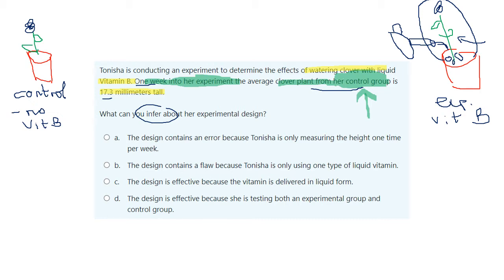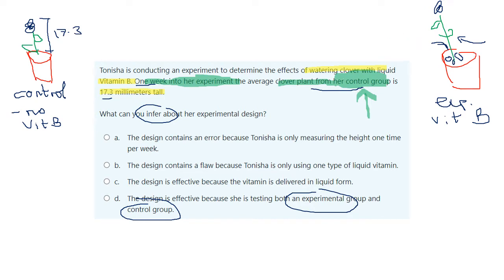D, the design is effective because she is testing both an experimental group and a control group. This is the important point. If the control group grows 17.3 millimeters and the other group grows, let's just for example, if the other one has grown 20 millimeters, then we can say that the one that's got the vitamin B is growing more. If it's growing more, then there is an effect. We need to have that control group before we can decide if this is effective or not. So D is a very important part. We often need to have control groups.